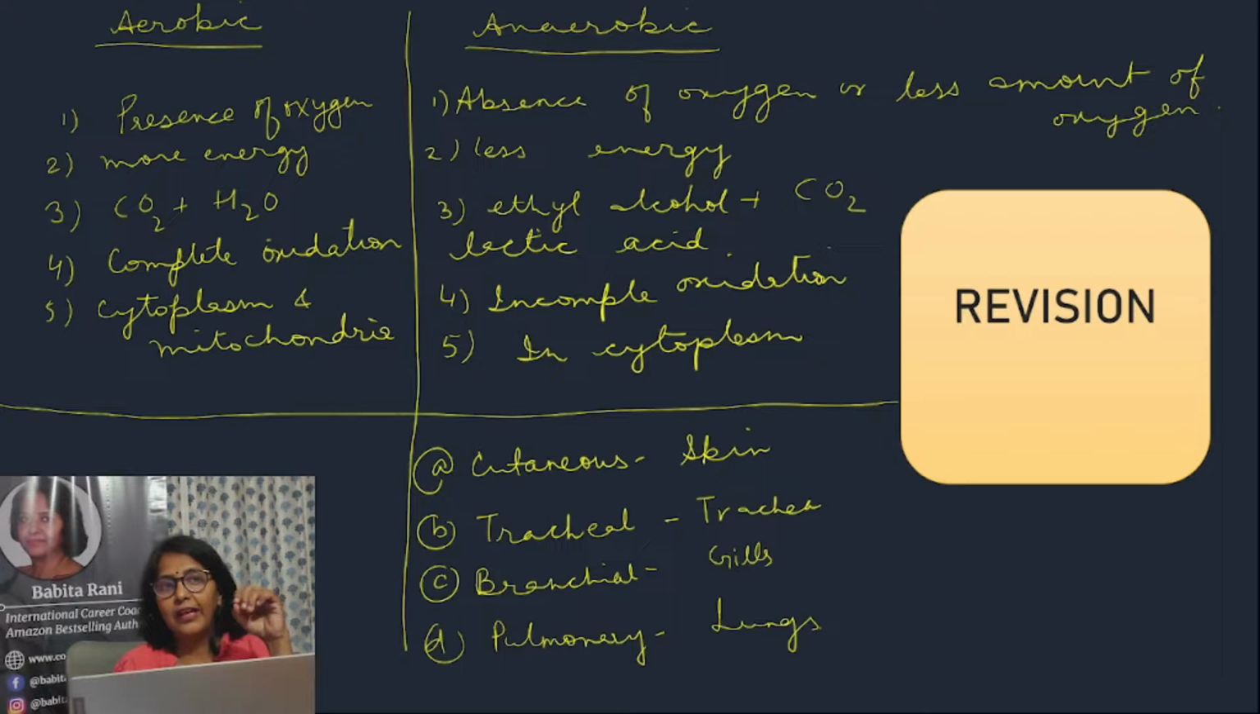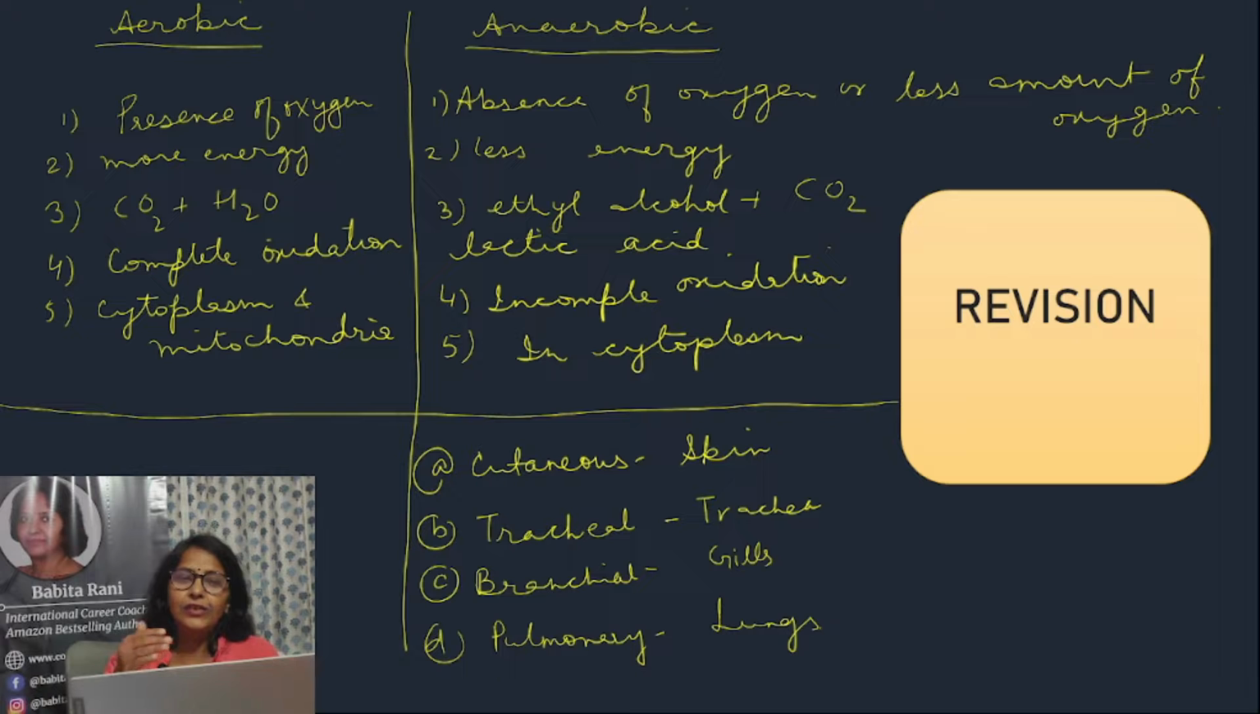Aerobic respiration takes place in cytoplasm and mitochondria both. That means some part of respiration takes place in cytoplasm and some part in mitochondria. But in case of anaerobic respiration, the whole respiration takes place in the cytoplasm. The end products of aerobic respiration are CO2 and H2O, whereas the end products of anaerobic respiration, in case of yeast and bacteria, are ethyl alcohol and CO2. In case of muscle cell, it is lactic acid.